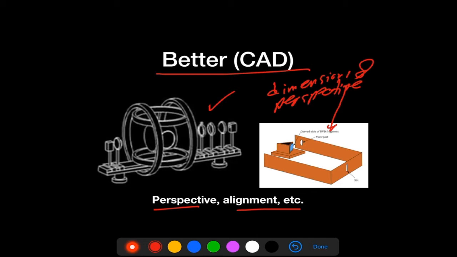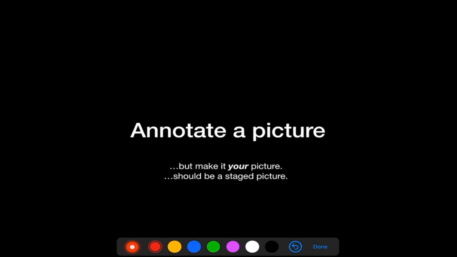learning curve. So if you want to investigate using some CAD software, I would say go for it, but it's not a requirement. The other thing you can do is annotate a picture, but it has to be your picture and it has to be a bit staged. And let me tell you what I mean by that.